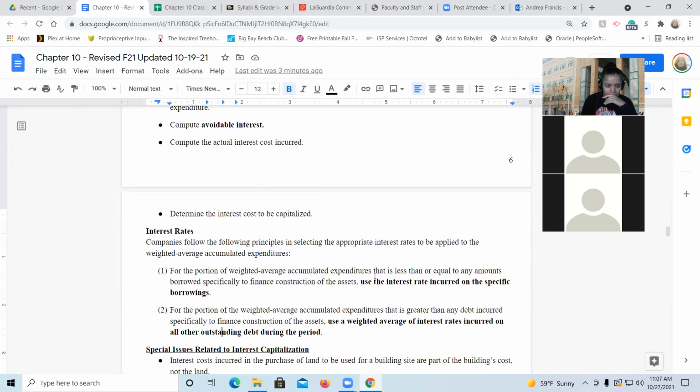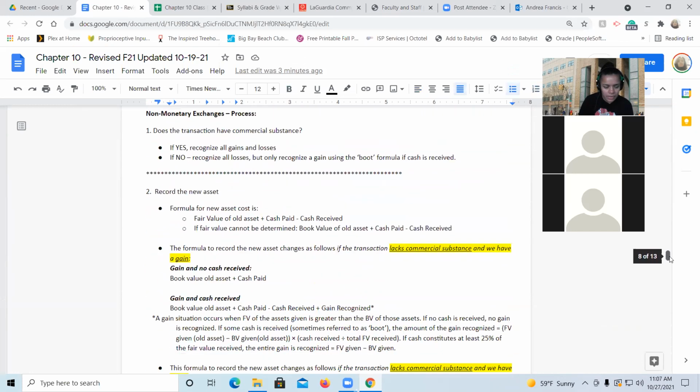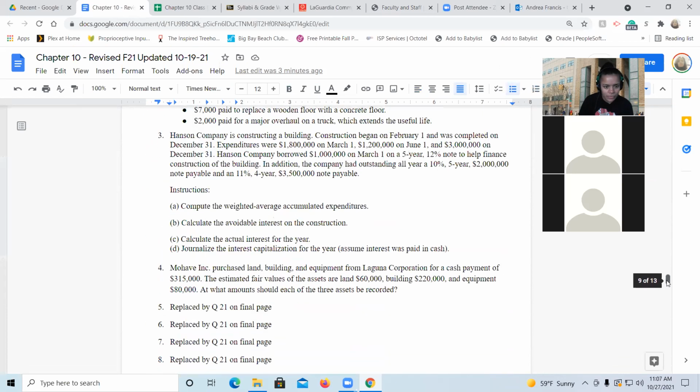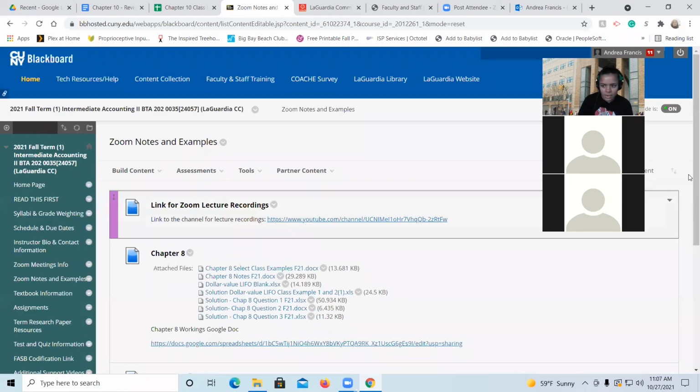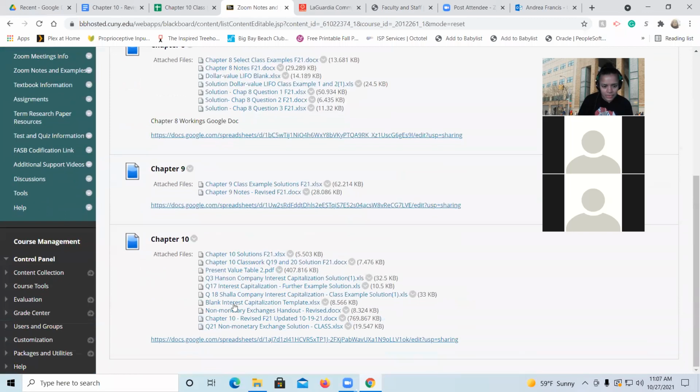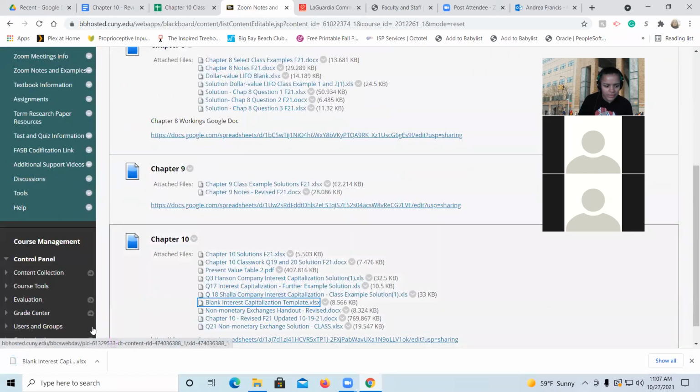This is still part of the same thing. So I think what we'll do now is actually go to number three and read it, and I will calculate it for you or with you. For those who are following along and doing examples as we go, I was saying to the rest of the group that I have a blank interest capitalization template that you could use if you wanted to.